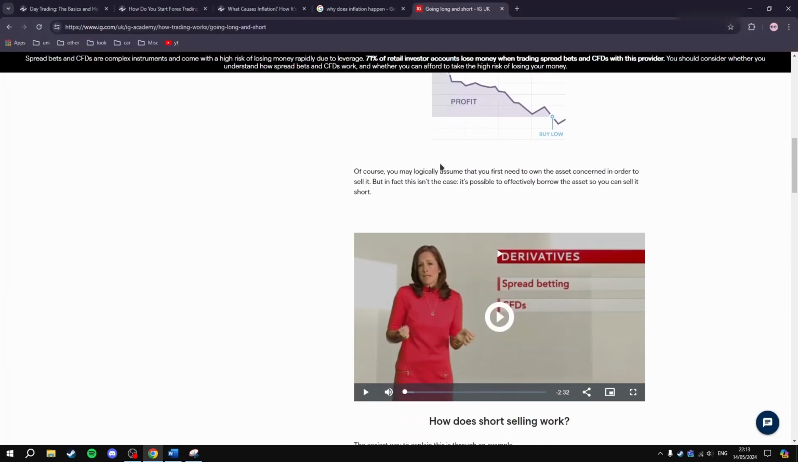Of course, you may logically assume that you first need to own the asset concerned in order to sell it, but in fact this isn't the case. It's possible to effectively borrow the asset, so you can sell it short.